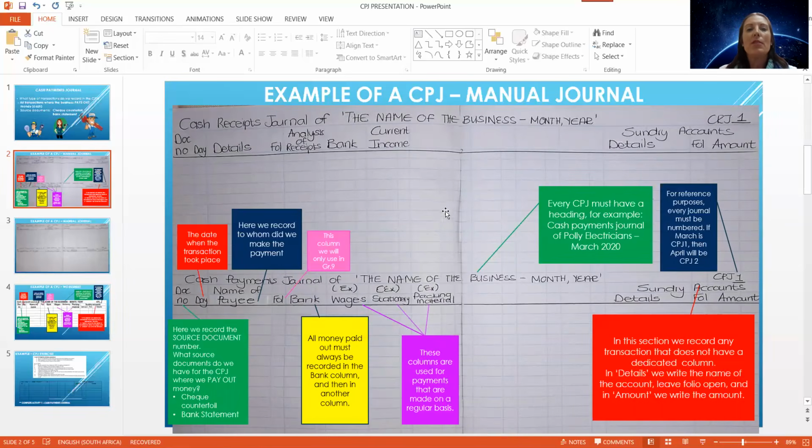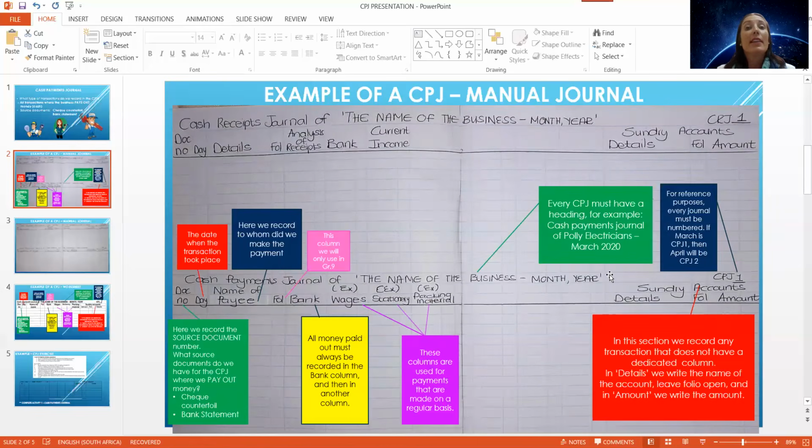So obviously the columns are still the same. If we start at the top, as with the CRJ, your CPJ will have a heading. And the nice part is, grade 8, lots of the stuff that we already learned for the CRJ, we can basically just apply on the CPJ's side as well. So it makes it a bit easier. So your heading for the CPJ looks exactly the same as for the CRJ.